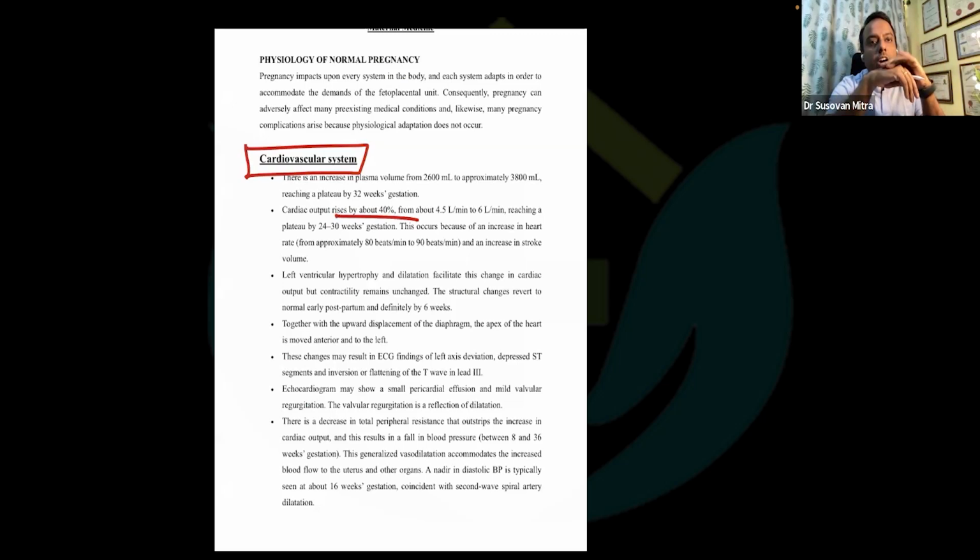Basically, cardiac output is nothing but the heart rate and the stroke volume. In pregnancy, the heart rate will increase and stroke volume is also increased. So subsequently, the cardiac output also increases, and it will go up to 4.5 to 6 liters per minute. This will plateau by 24 to 30 weeks, and the cardiac output mostly increases more in the second stage of labor.